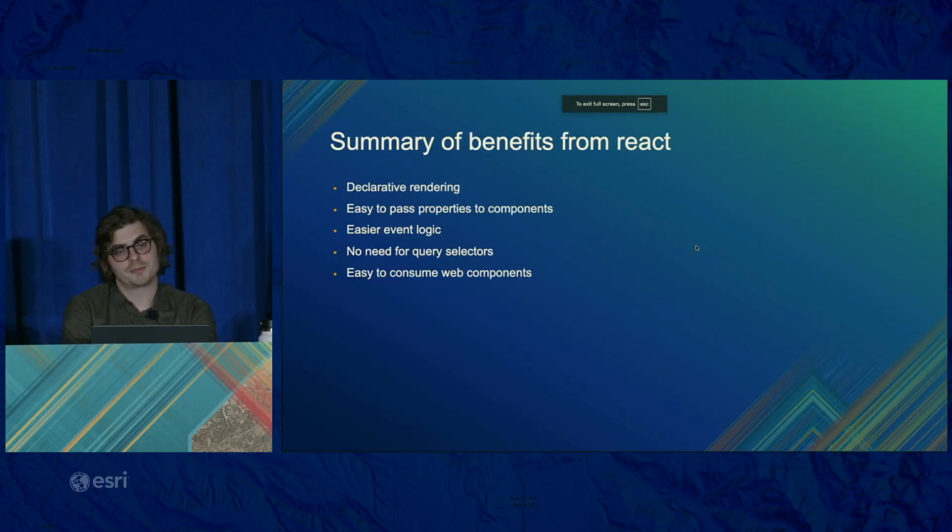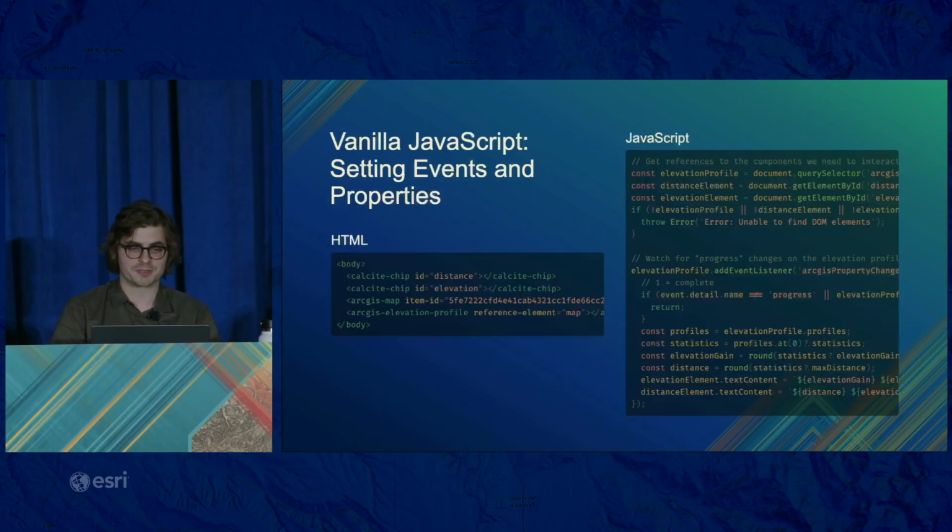So a summary of benefits from React. There's the declarative rendering, which is the markup that we get to do within JSX. It's easy to pass properties to components, and it's also easy to pass event logic. We don't have to do the query selector stuff that we did in HTML. It's all controlled through JSX, and it's easy to consume the web components. We're using our web components right in React, and we just use them the same way we would in HTML. There's no special React code for our components.